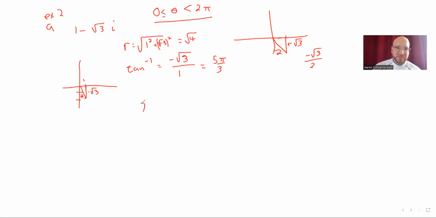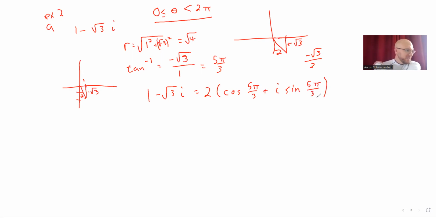So we have a radius of 2. My complex number, here we'll write it out. Two times cosine 5 pi over 3 plus i sine 5 pi over 3. And there, I've done my conversion. I'll do another color for part B.